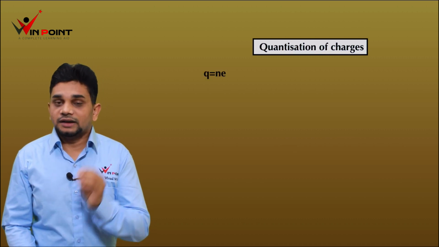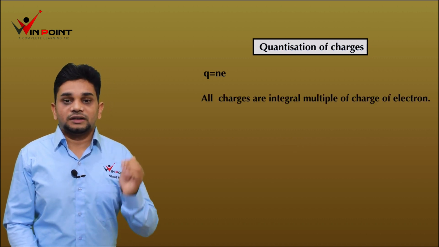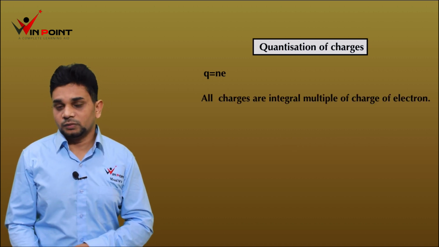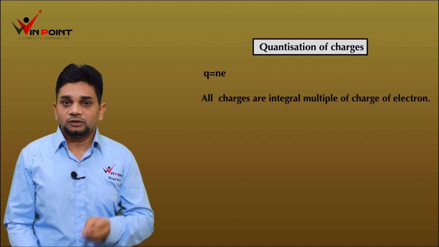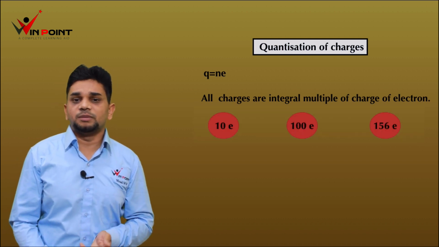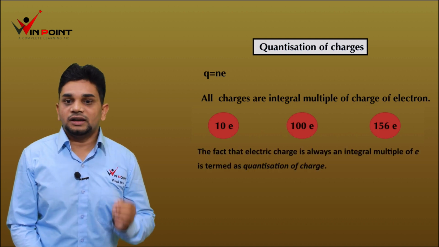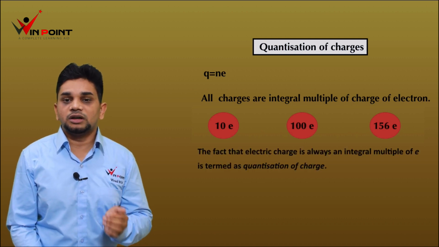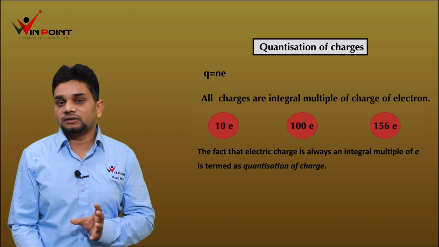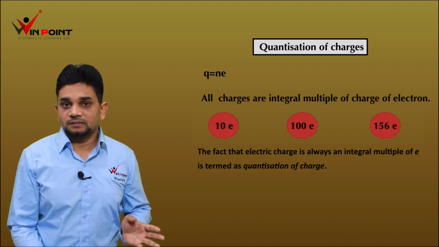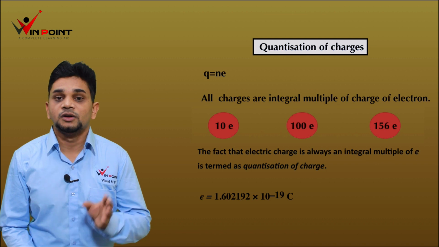Q equal to ne. That is the basic equation. n is an integer. All charges are integral multiples of the charge of the electron. What is the charge of the electron? It is 1.6 into 10 raised to -19 coulomb. So when we are considering any object, it can have 10 electrons. The charge will be 10 e, 100 e, 156 e. Electric charge is always an integral multiple of e, termed as quantization of charge. So the charge of an object is always an integral multiple of e. The charge of the electron is 1.602192 into 10 raised to minus 19 coulomb.